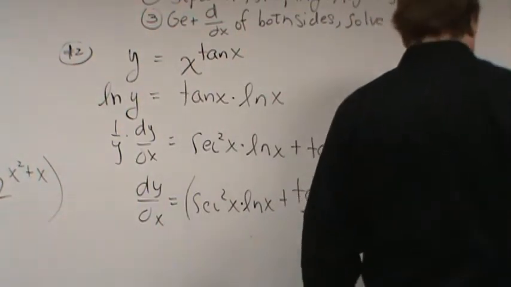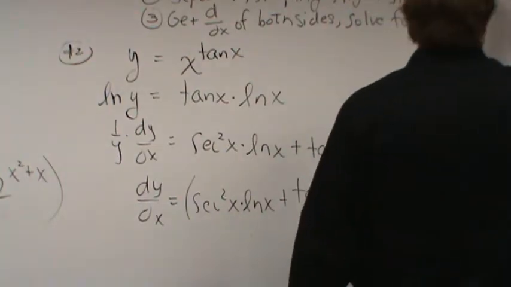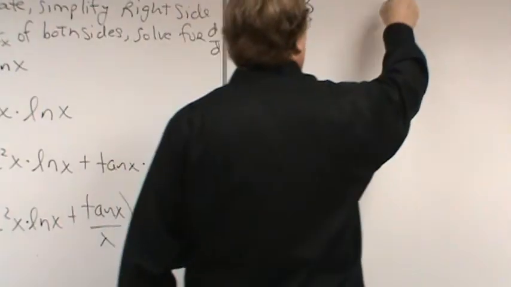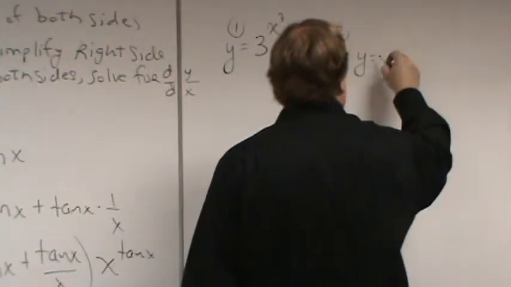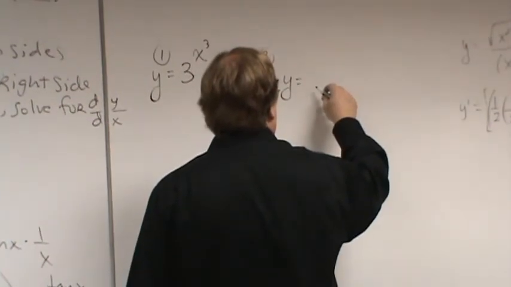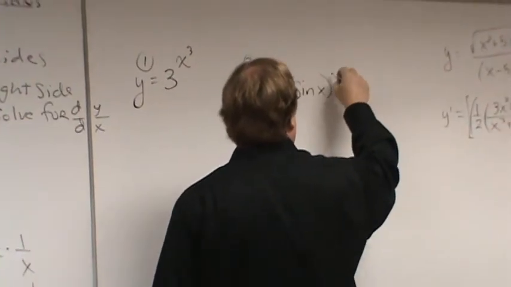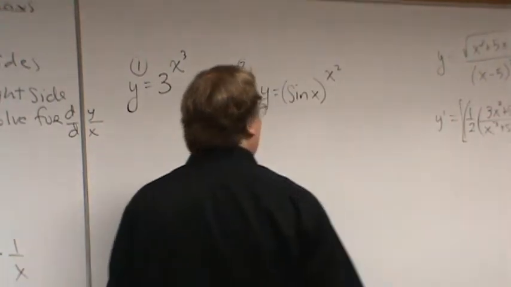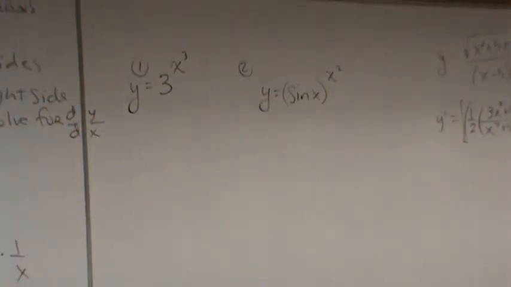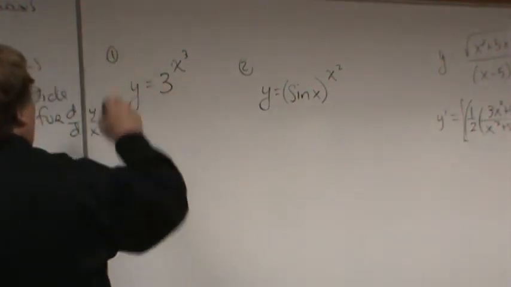Number 1, y equals 3 raised to the x to the 3rd power. And then number 2, y equals, let's go with sine of x to the x squared power. Okay, good luck. Get me y prime of both of these: 3 to the x to the 3rd power and sine of x to the x squared power. Please do logarithmic differentiation of both of them.